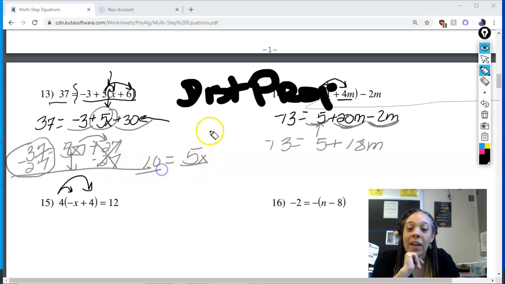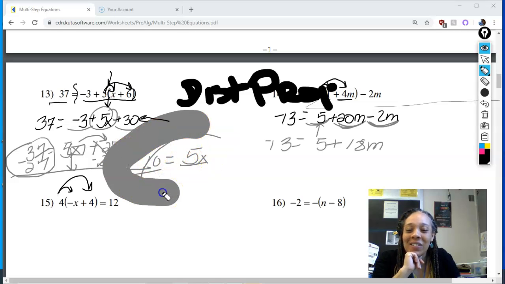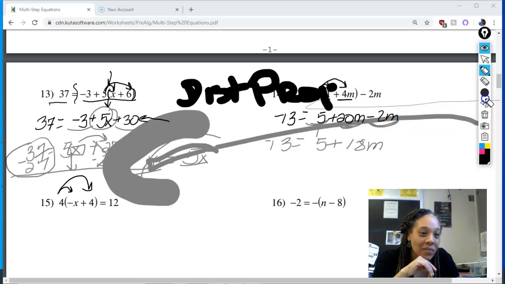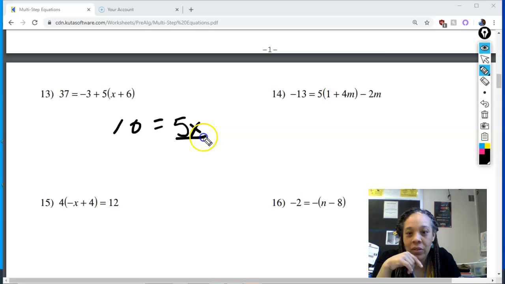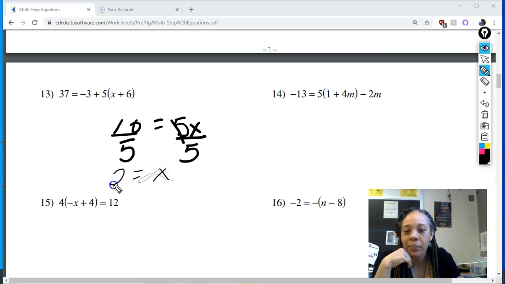And look at this. Now, this step, if you cannot do this step right here, I'm going to make this very apparent. Okay, clear my screen. If you cannot do that step right there, we're having a problem. So this is what this step looks like. If you have 10 equals 5x and you don't know to divide both sides by 5, you need to see me after class today. We have to talk about that, okay?